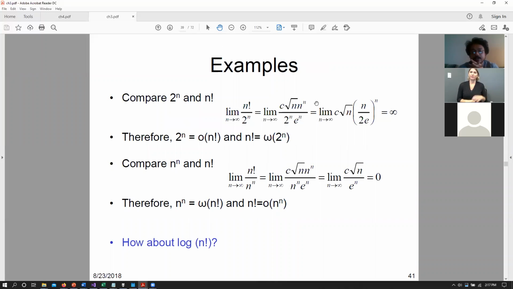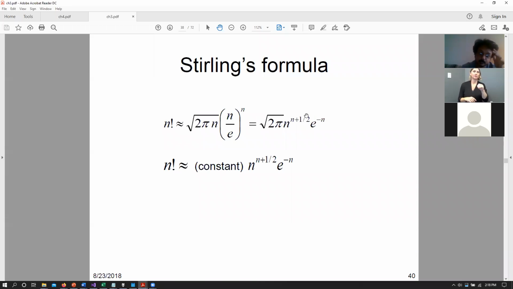Okay, so let's say that we are trying to compare 2 to the power of n and n factorial. Again, we apply limits where n tends to infinity. We have n factorial divided by 2 to the power of n. Now this is tricky without the Stirling formula, but now we can apply Stirling's formula to this particular equation and make our n factorial into some constant times square root of n times n to the power of n divided by e to the power of n. That is the formula for Stirling. If you guys write this down, that might be helpful, but it's in the slides as well.